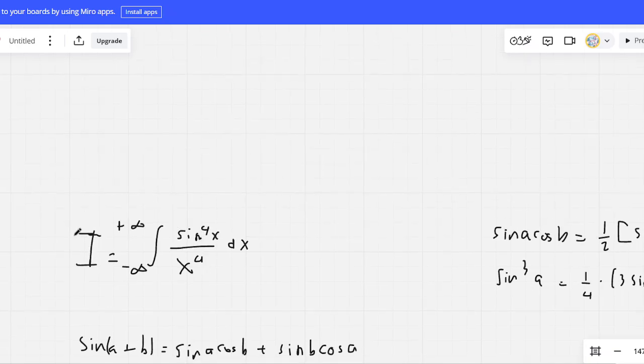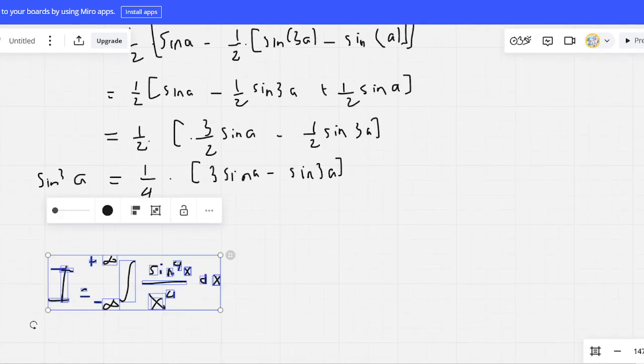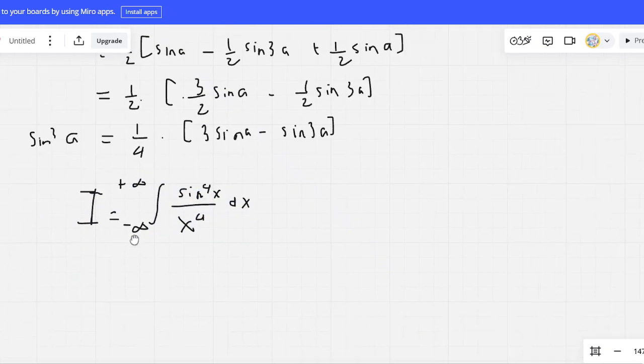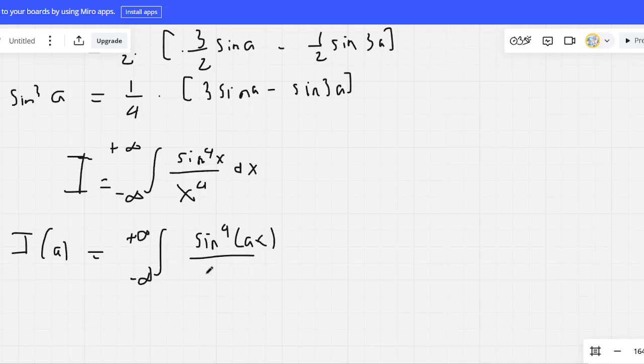So now let's get back to our original integral. This integral right here, we're going to use a very famous, very well-known trick, Feynman's technique. Let's first define the parameter I sub a, we use a lot of a in this one, to be honest, as the integral from minus infinity to positive infinity of sine to the power 4 of ax divided by x to the power 4 dx.